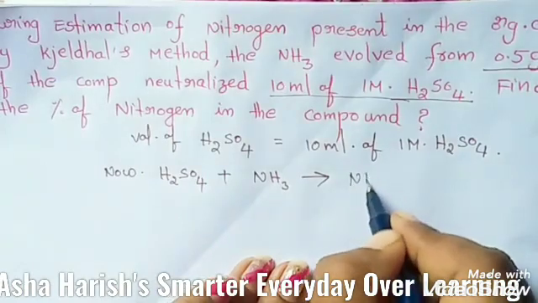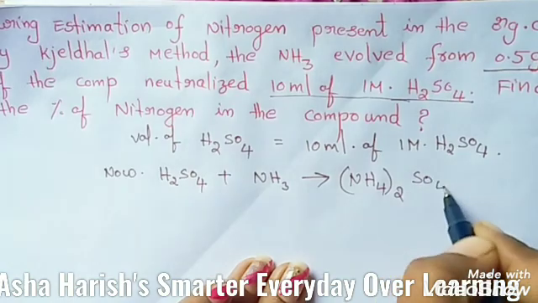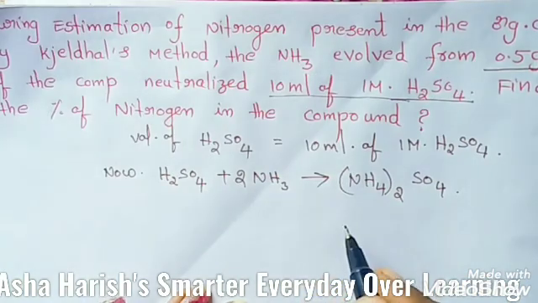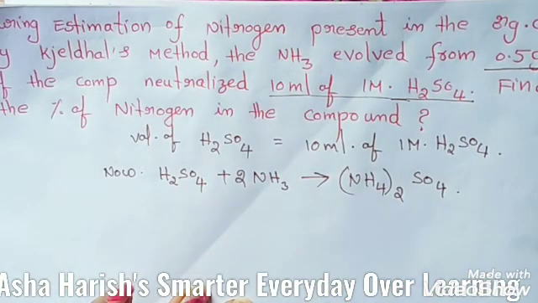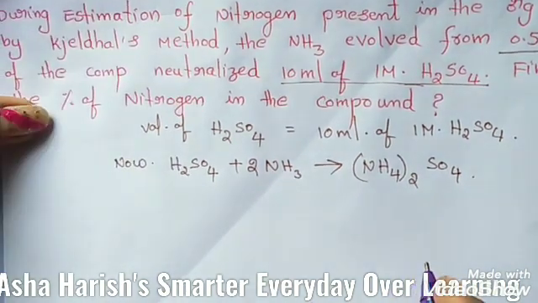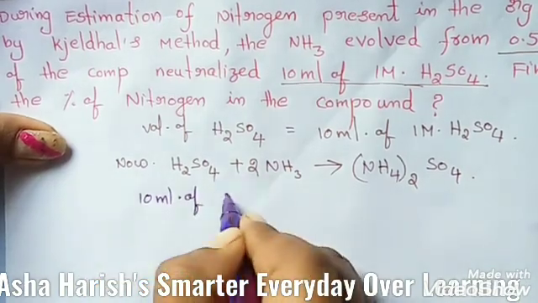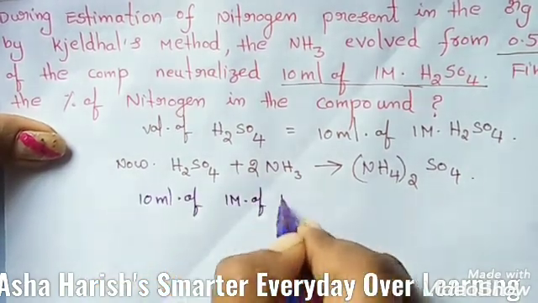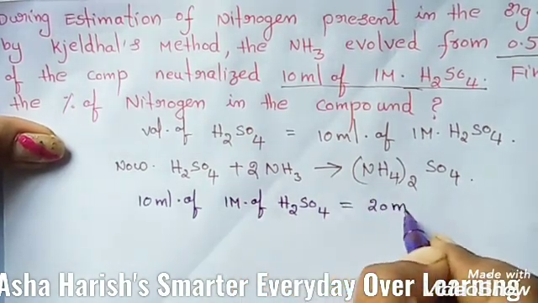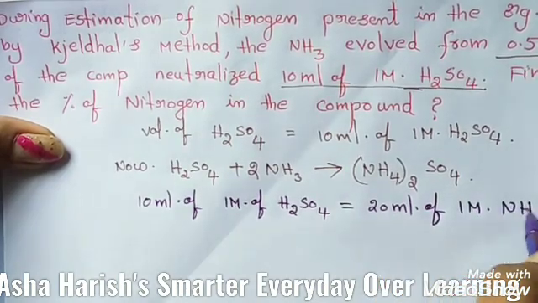What you should get is ammonium sulfate, (NH4)2SO4. This is the chemical equation, and if you want to balance this, if you place 2 here, it should be balanced. Therefore, basing upon this, you can say 10 ml of 1 mole of H2SO4 is equal to 20 ml of 1 mole of NH3.